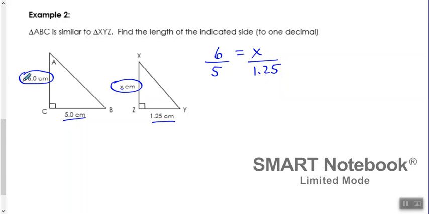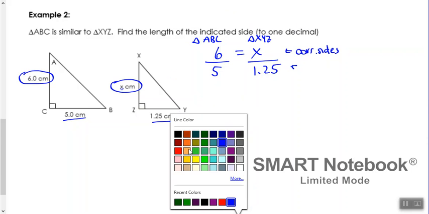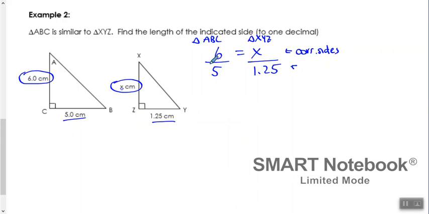Notice here I have all of triangle ABC, and here I have triangle XYZ's information. And then these are our corresponding sides, this way and this way. So make sure you're setting it up correctly. Now just doing this proportion, we'll divide by the one across from the thing we're looking for, and here we go. So 6 times 1.25 divided by 5. We get X equals 1.5 centimeters.